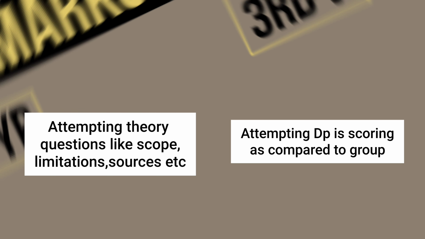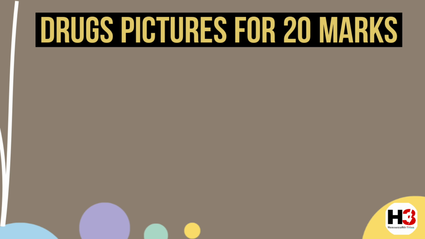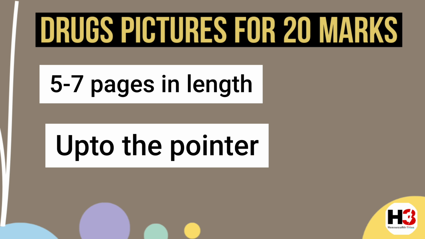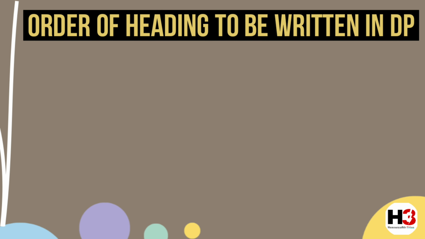So now let's see what should be the structure, or how to write a drug picture answer in your exam. Now, the answer for your drug picture should be at least 5 to 7 pages in length and should be kept up to the point to score well. The drug picture answer should have the following presentation or headings.